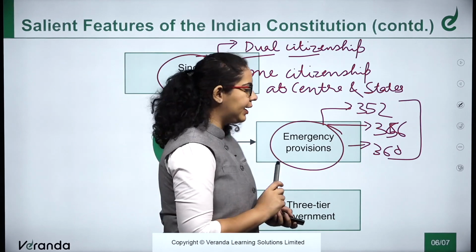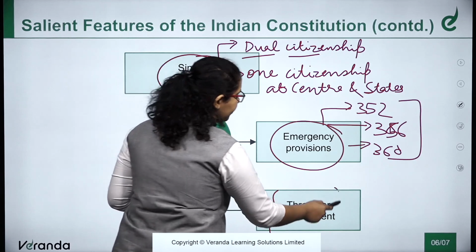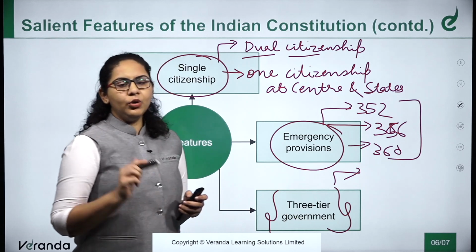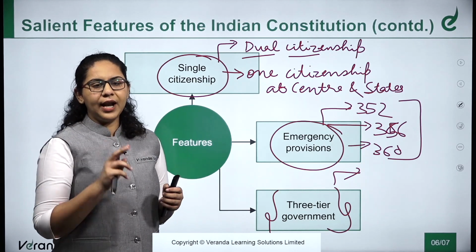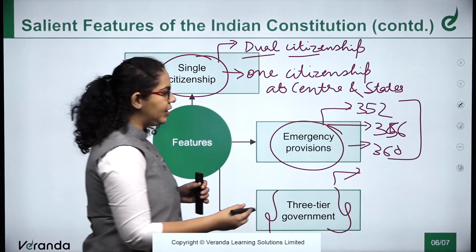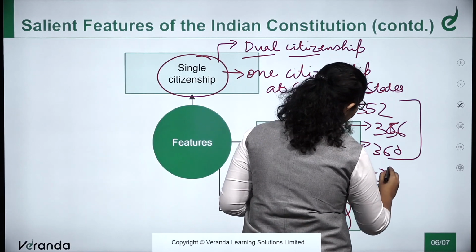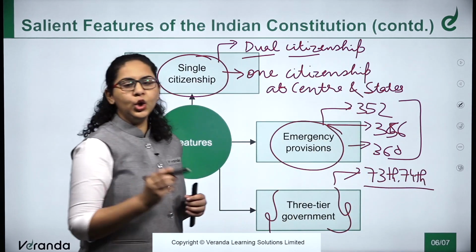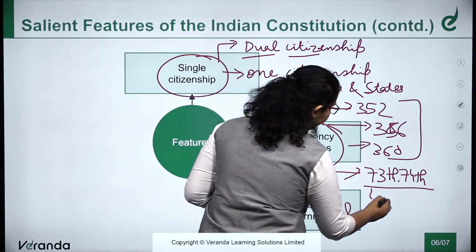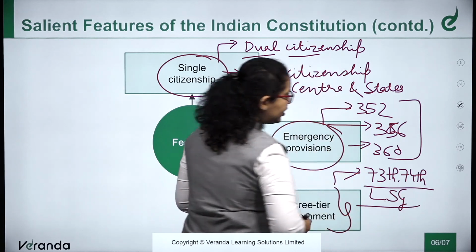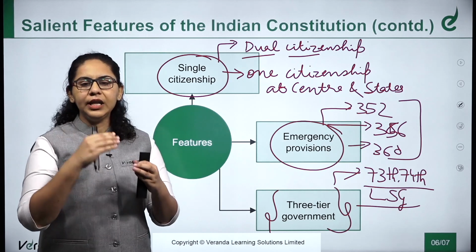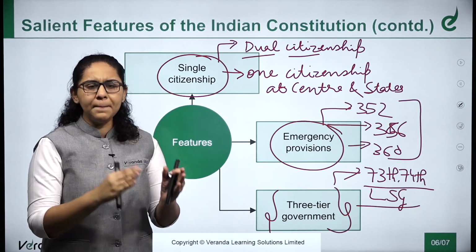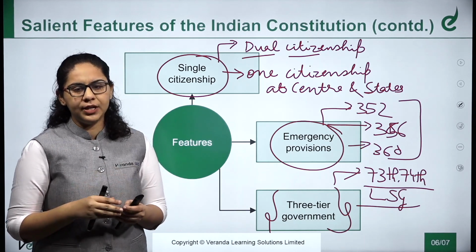Then we have three-tier government in India. What does a three-tier government mean? When the Indian Constitution was formed, originally we had a two-tier government only, that was the center and the state. By the 73rd and 74th Amendments to the Indian Constitution, the provision of local self-government, the rural governments and the urban local self-governments, was included, and now we have a three-tier government. We have the center, then we have states, and then we have Panchayati Raj institutions or the municipalities.